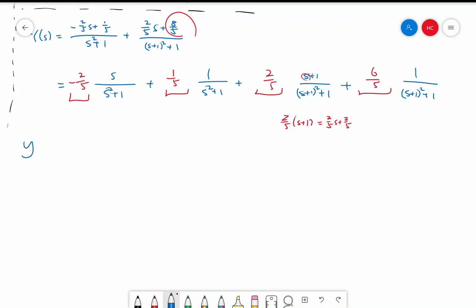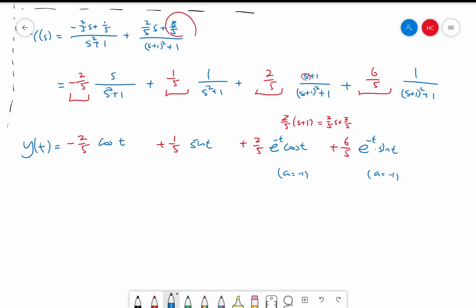So that's capital Y, and then our solution, little y, is the inverse Laplace transform of uppercase Y. So this is equal to, the coefficients stay, and the first two terms have no shifting, so it's just cosine t and sine t. And the third and fourth terms have shifting with a equal to negative 1. So it's e^(-t) times cosine t and e^(-t) times sine t. All right, so that's it for section 10.3.